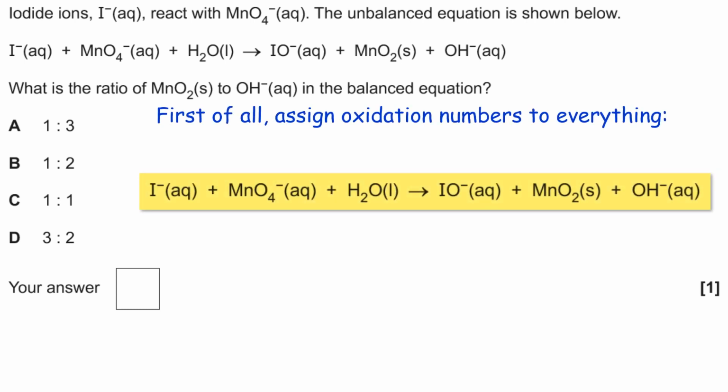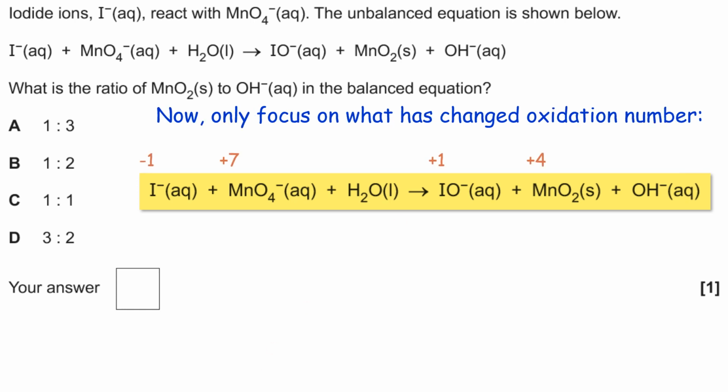You assign oxidation numbers to everything, and then you think about what oxidation numbers change. So having a look, you can see that iodide goes to IO-. This is called the iodate 1 ion. So iodine is -1 there and +1 over here. And manganese is +7 over here and +4 over here. Everything else stays the same. So just focusing on those 4 things, now you can actually see what's oxidized and what's reduced.